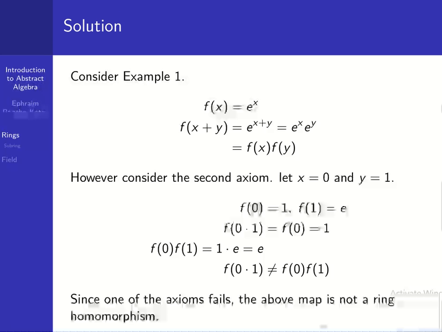Once one axiom fails, we can say the map is not a homomorphism. We don't need to prove all. We just need to show that one axiom failed. So in a typical question, when answering, you don't need to do the first part. You can just show the second part and show that it's not a ring homomorphism.